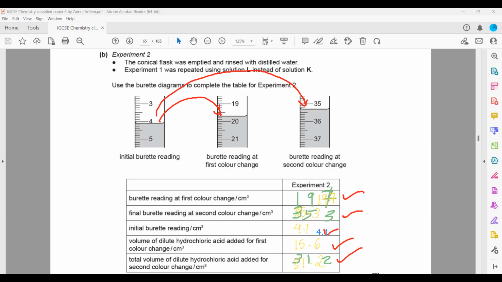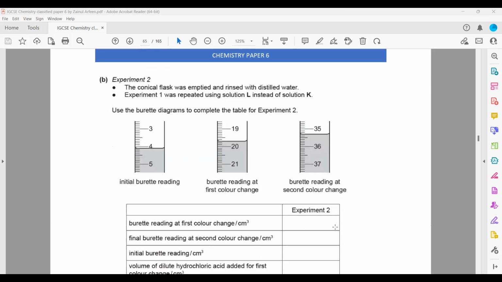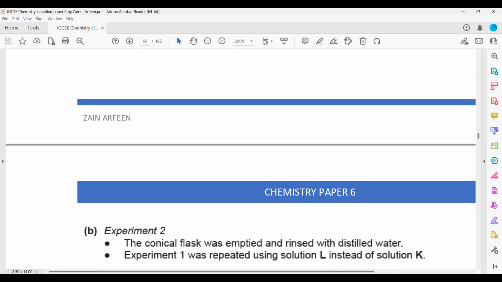So overall, if you see, for solution K, for a complete color change, we need 20.8 of hydrochloric acid. And for solution L, we need 31.2. Like if I draw this figure, representing them to identify the concentrations of the solutions. So when we did the experiment, we took 25 cm cube of solution K and we took 25 cm cube of solution L.